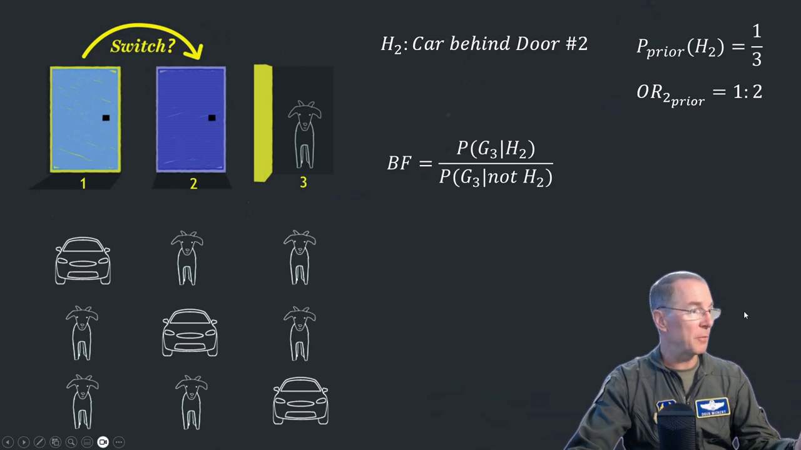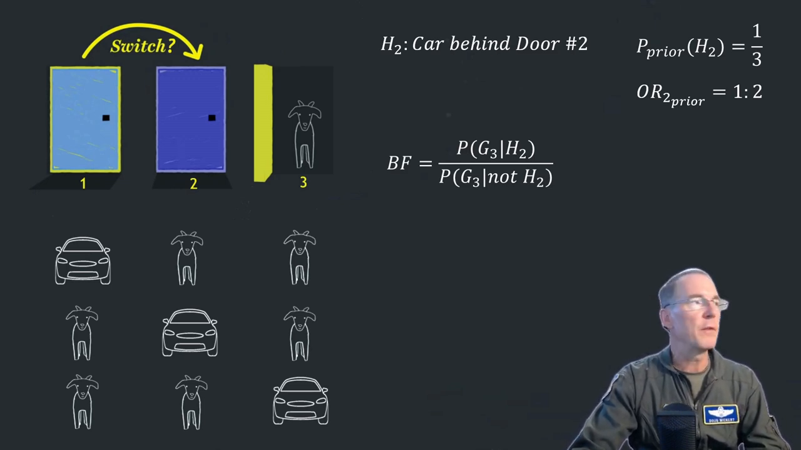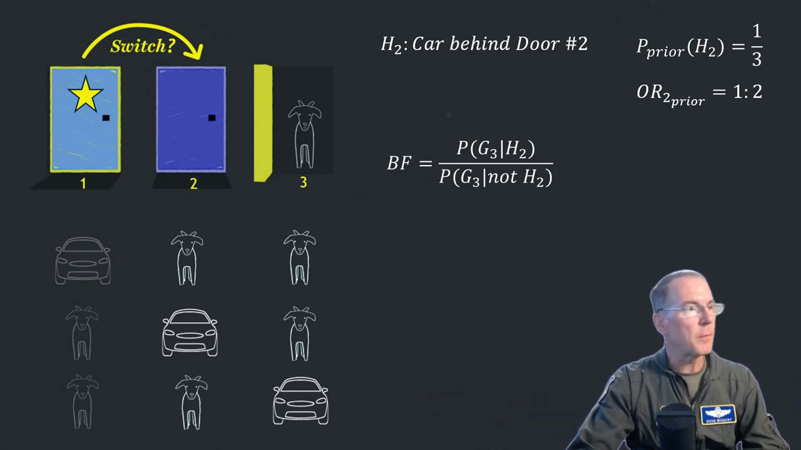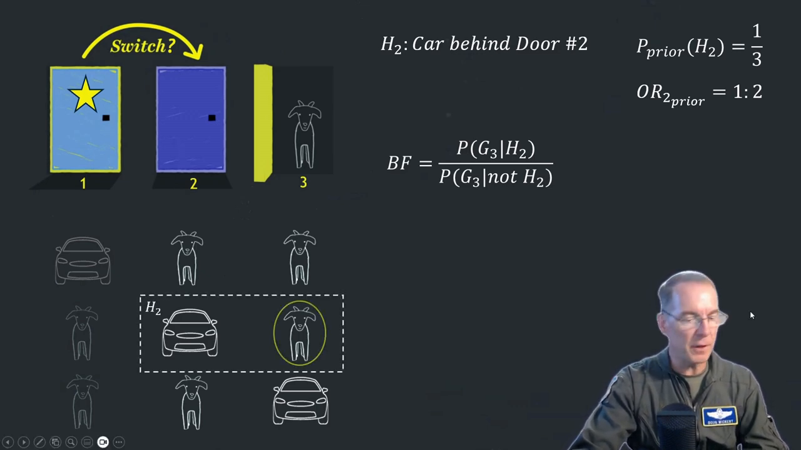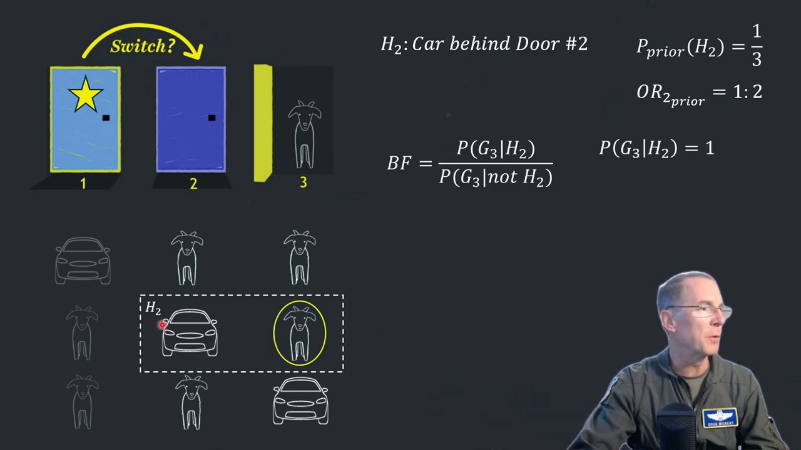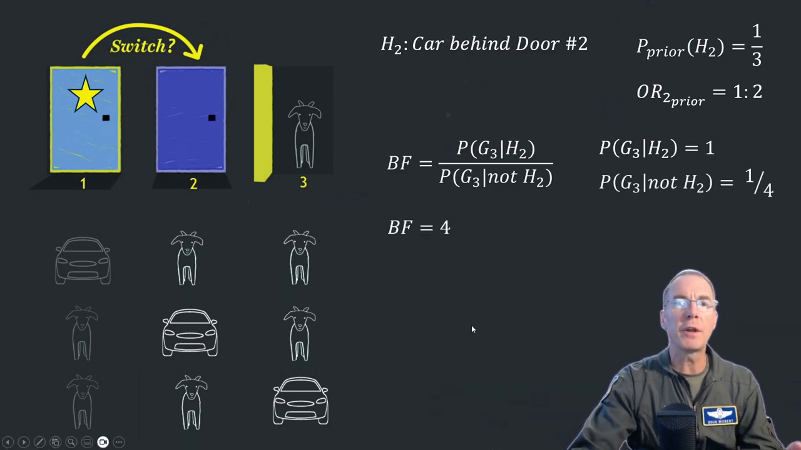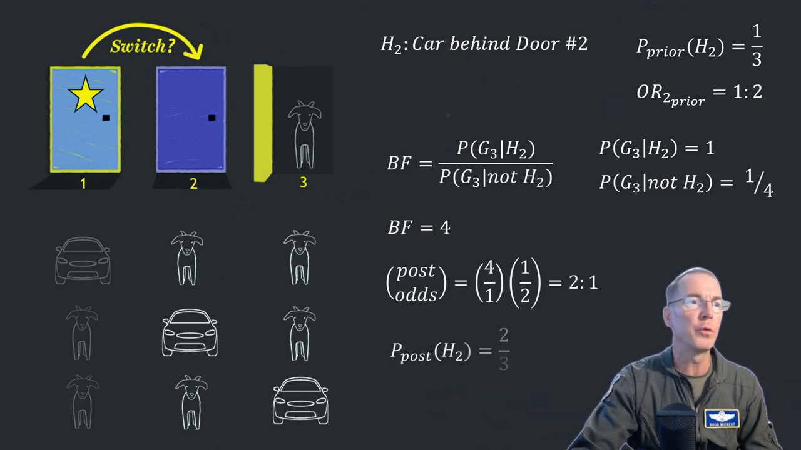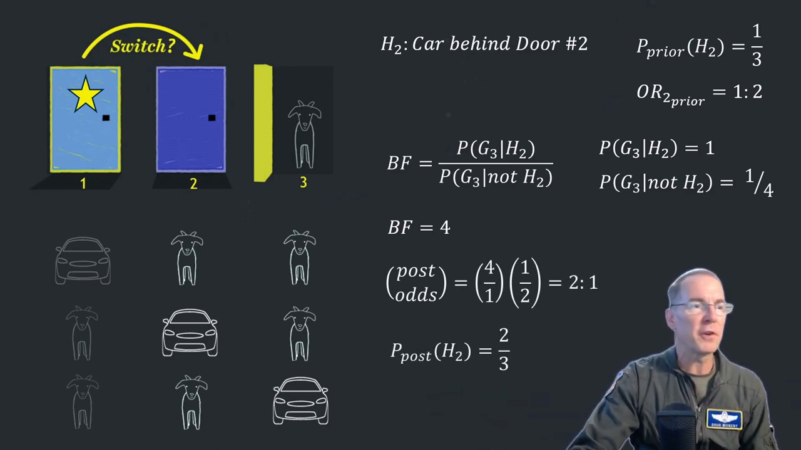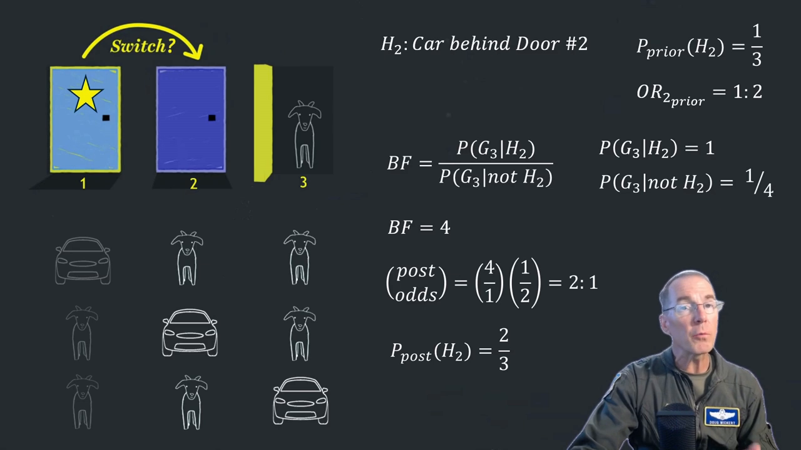There are 3 possible outcomes to the game. We've selected door number 1. The probability of observing the goat behind door number 3 under the assumption of H2, i.e. the car behind door number 2, is 1. It's the only thing Monty can show us. The probability of observing the data under the assumption of not H2 is 1/4, giving us an overall Bayes factor of 4. So our posterior odds are 2 to 1, giving us a posterior probability of 2/3 if we switch to door number 2.